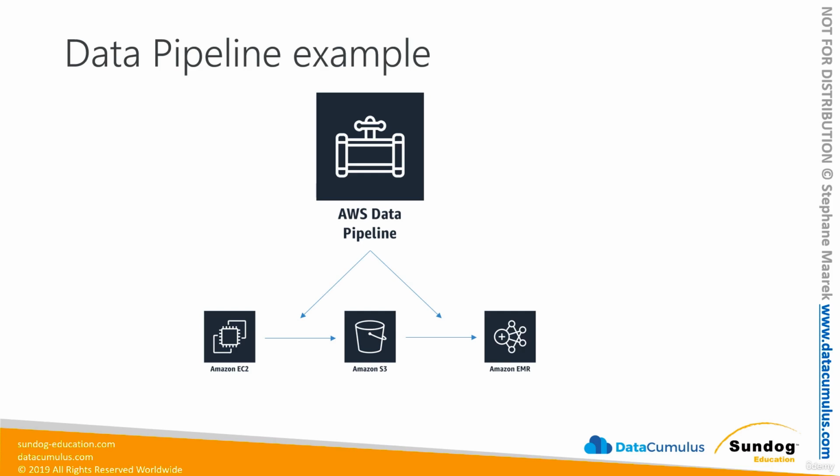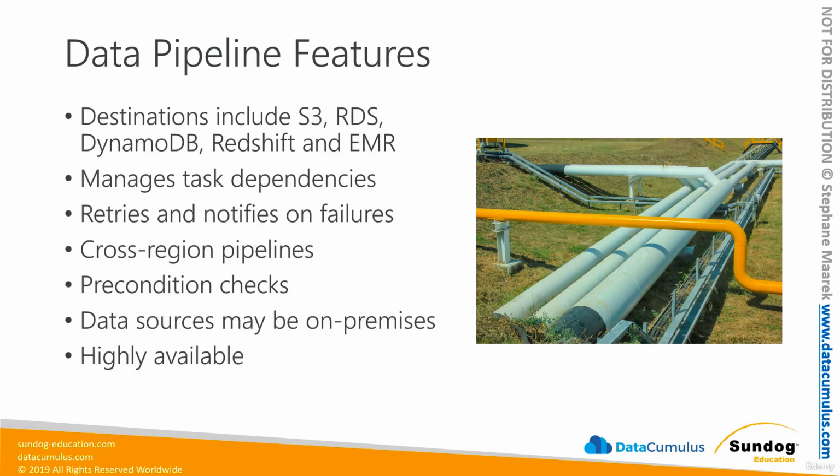In this case, we're copying data from EC2 instances to S3 on a daily basis, and then on a weekly basis, we might analyze that data that's accumulated using an EMR cluster. That's just one example of how Data Pipeline might be used. Very simple concept. Let's go into a little bit more depth about Data Pipeline and what it can do.